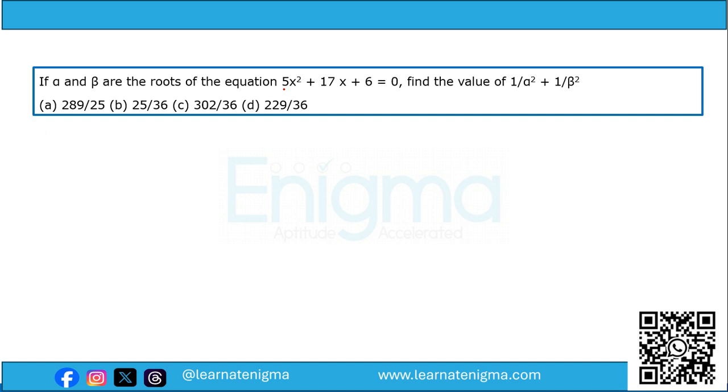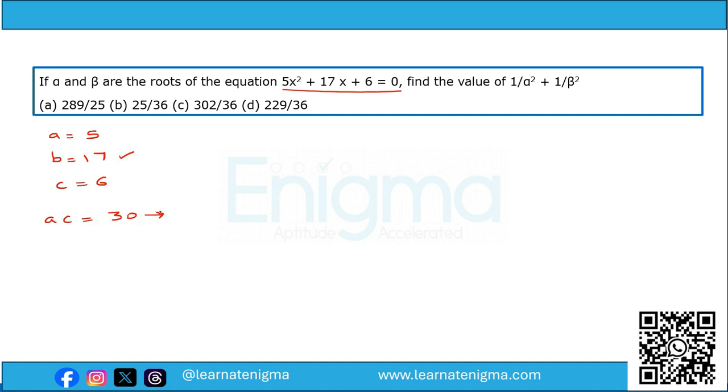Now, if we compare the given quadratic equation with the standard form, we get A = 5, B = 17, and C = 6. So we have AC = 5 × 6 = 30. Now we have to split 30 in such a way that the sum of the factors becomes 17.